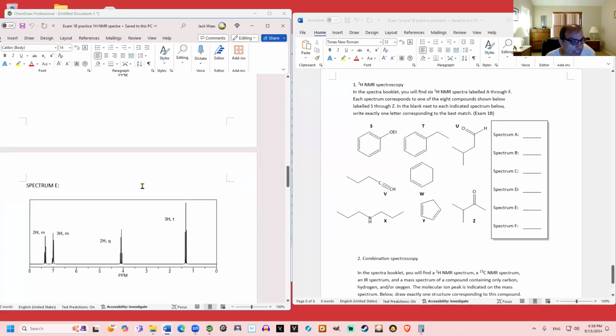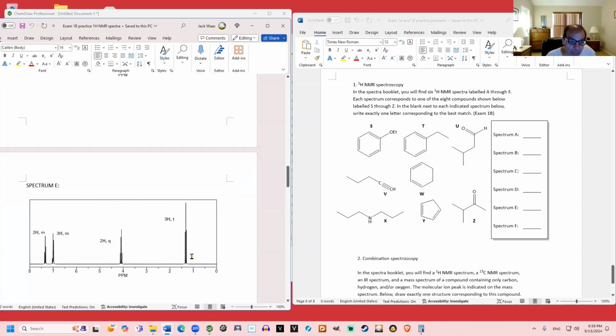Spectrum E looks like this. Looks like, once again, we have 5 aromatic hydrogens. So it looks like, again, a monosubstituted benzene ring. The benzene ring has 5 H's on it. And so that means the 6th place is taken up by something else. What is that something else?